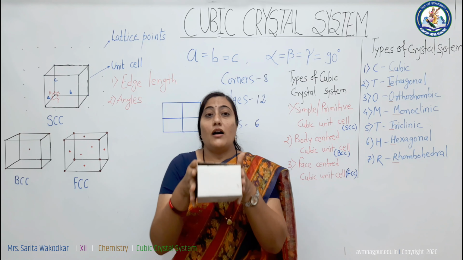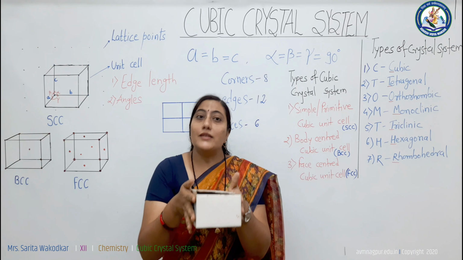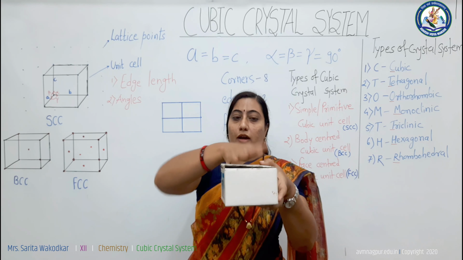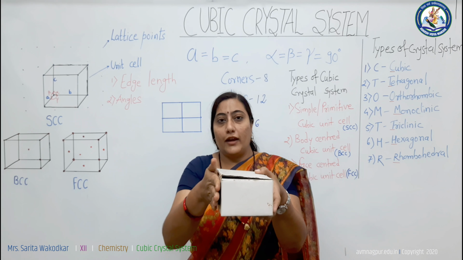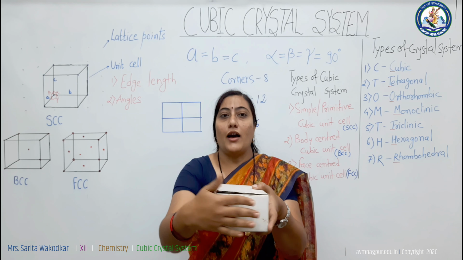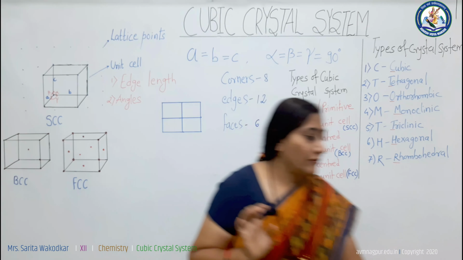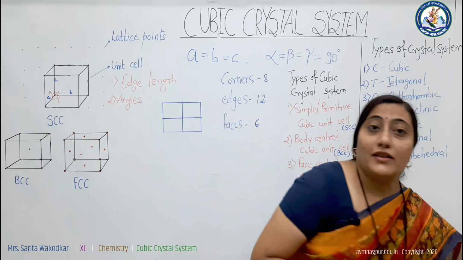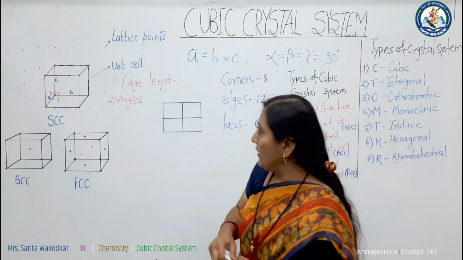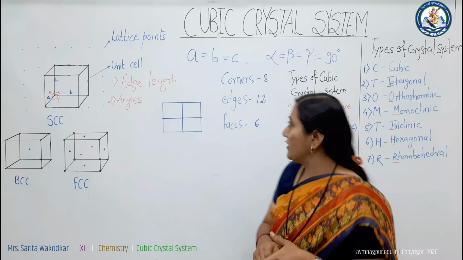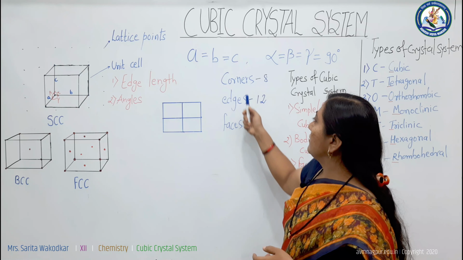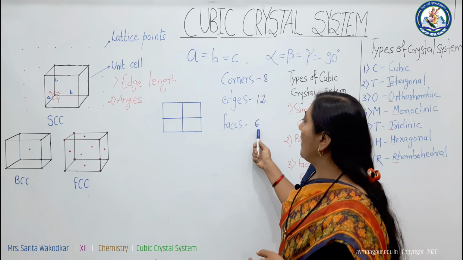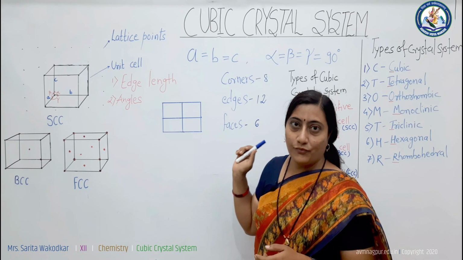In this way, a single cube has 6 faces. 1, 2, 3, 4, 5 and 6. 6 faces are there. So, a single cube or unit cell possesses 8 corners, 12 edges and 6 faces.